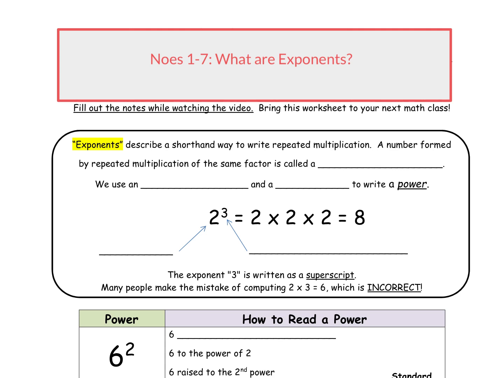Exponents describe a shorthand way to write repeated multiplication. A number formed by repeated multiplication of the same factor is called a power. And we use an exponent and a base to write a power.